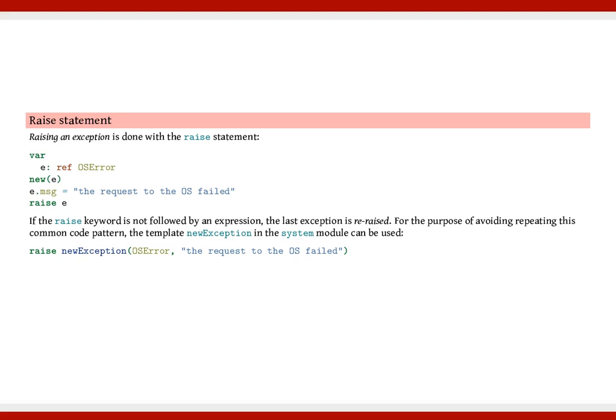Raise statement. Raising an exception is done with the raise statement. var e: ref OSError. new e. e.msg = "the request to the OS failed". raise e. If the raise keyword is not followed by an expression, the last exception is re-raised. For the purpose of avoiding repeating this common code pattern, the template newException in the system module can be used.